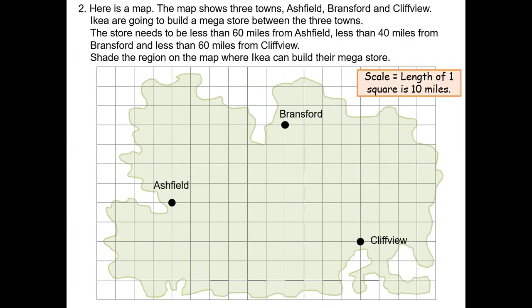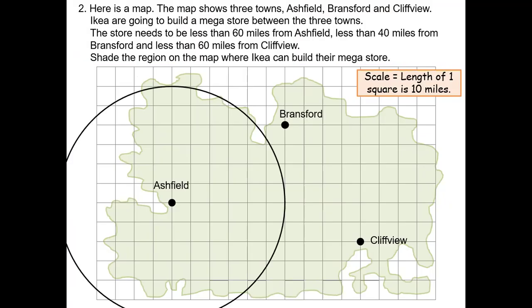Here is a map. The map shows 3 towns, Ashfield, Bradford, and Cliffview. IKEA are going to build a mega store between the 3 towns. The store needs to be less than 60 miles from Ashfield, less than 40 miles from Bradford, and less than 60 miles from Cliffview. Shade the region on the map where IKEA can build their mega store.